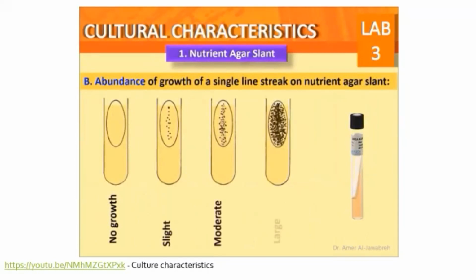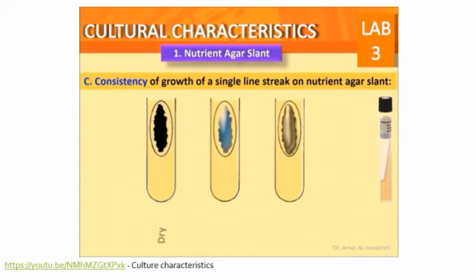Slight, moderate, and large growth. Consistency of growth on a single line streak on a nutrient agar slant: dry, buttery, or mucoid.